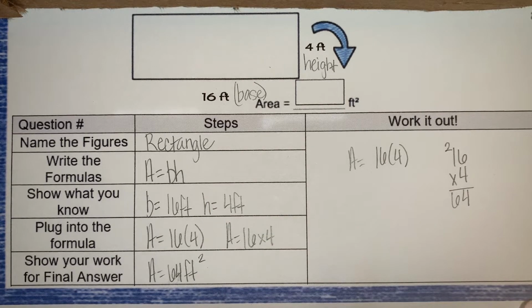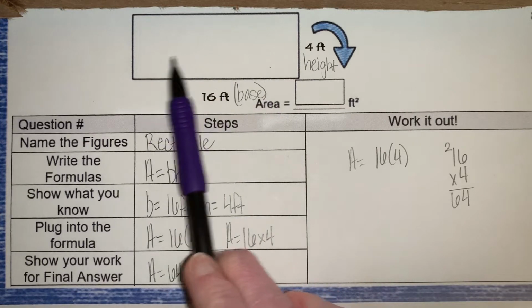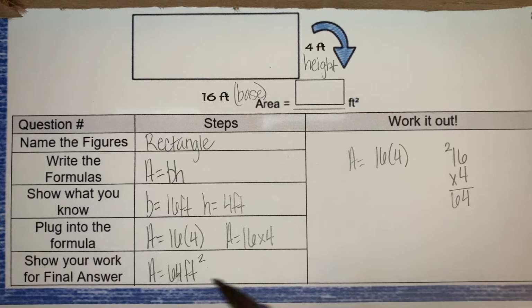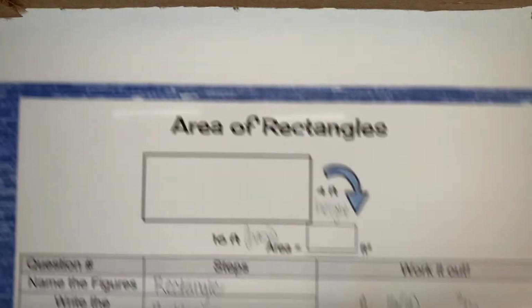Remember, area is how much will cover a surface. So if we were finding the area, we would want to know how much would cover this entire rectangle. So that's why it's feet squared. Now let's do another rectangle.